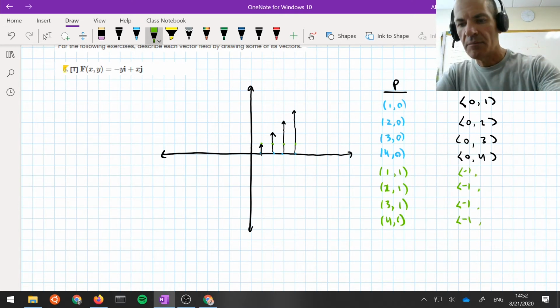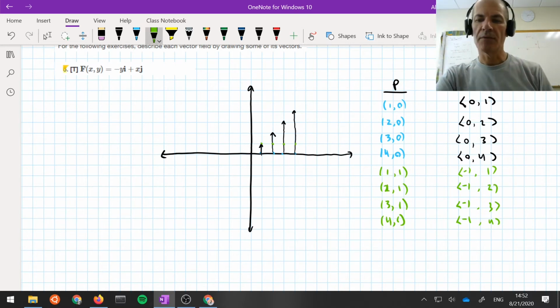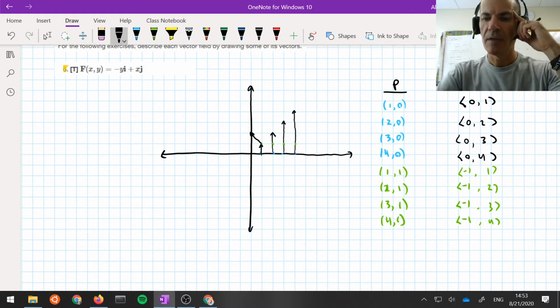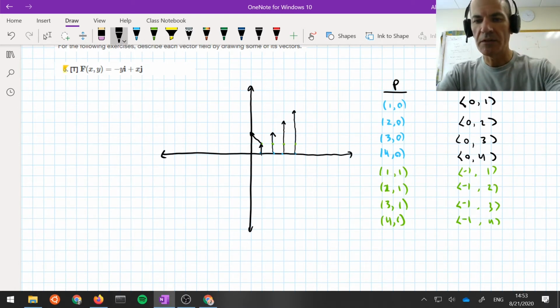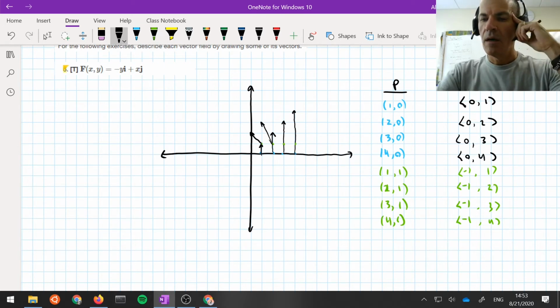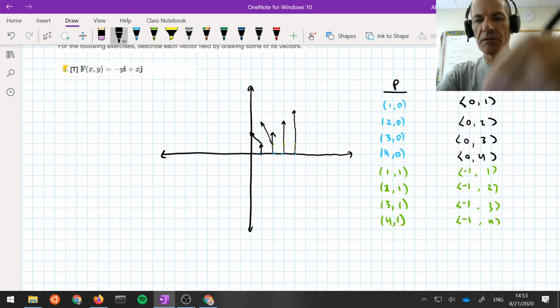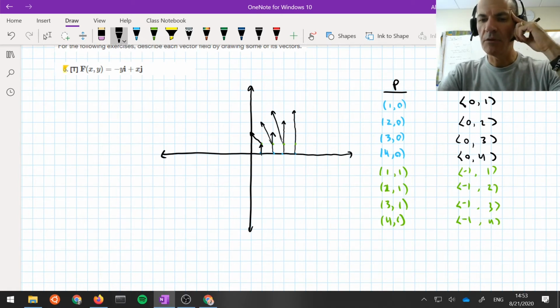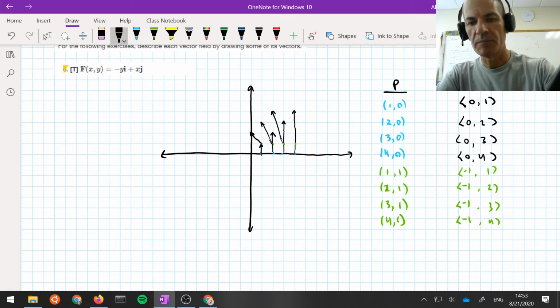And the second component is just the x coordinate, 1, 2, 3, 4. All right, and let's plot those. So at the point 1, 1, we have a vector that goes -1, up 1. So that vector there. At the point 2, 1, we have a vector that goes -1 and up 2. At the point 3, 1, we have a vector that goes -1 and up 3. And finally, at the point 4, 1, we have a vector that goes -1 and up 4.